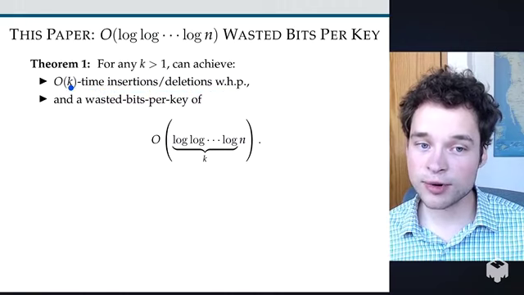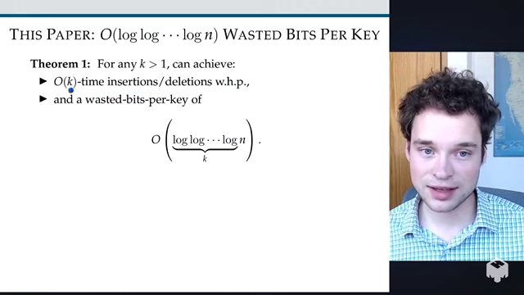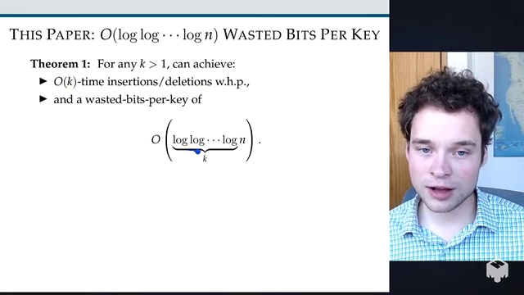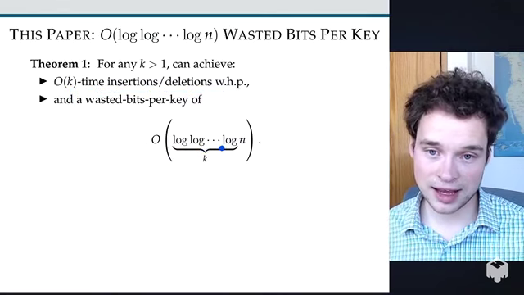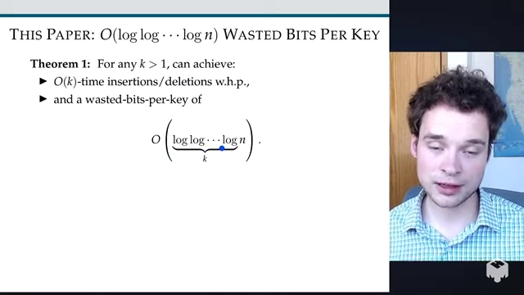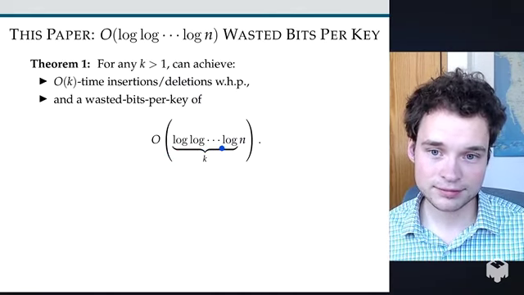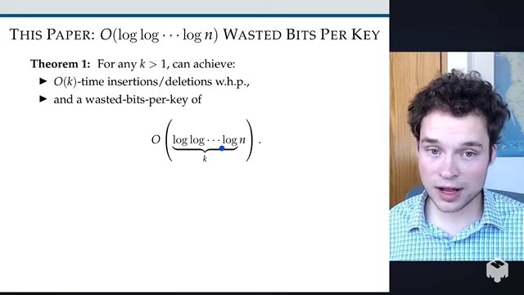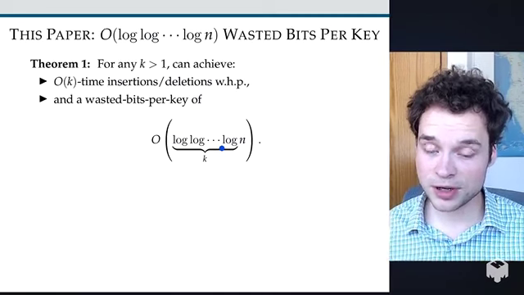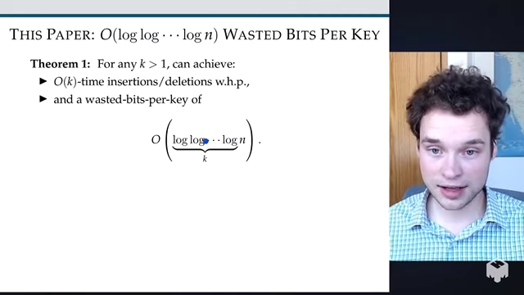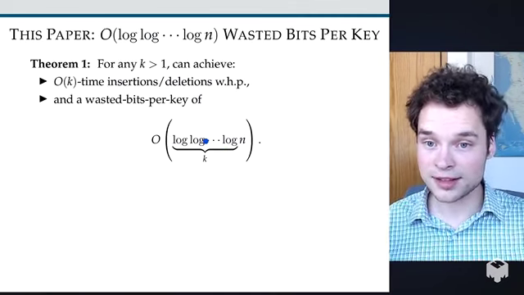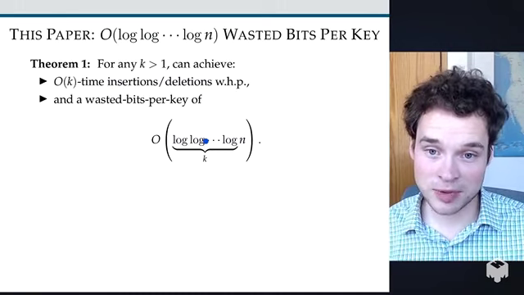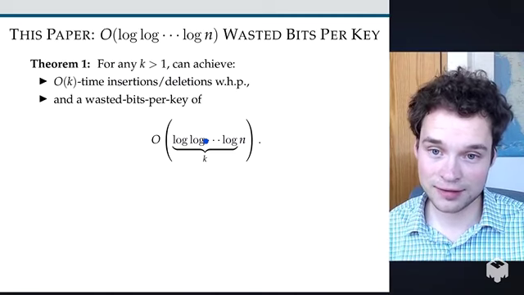Then what we can achieve with order k time insertions and deletions is that the number of wasted bits per key drops to log of log of log k times of n, so the kth iterated log of n. This is a pretty neat result because, for example, even if we set k to be order 1, we can drop the wasted bits per key to log of log of log of etc. of n for any constant number of logs that we want. So we get significantly improved space bounds even in the constant time case.